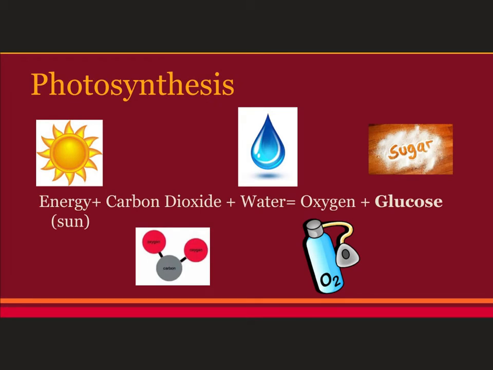Here are the inputs and outputs. We have light energy from the sun going in. The plants take in carbon dioxide through their leaves, and they take in water through their roots, and then they convert that into oxygen, which is just a byproduct that the plants happen to produce during this process, and glucose, the sugar, which is the overall goal of photosynthesis, is producing the glucose.